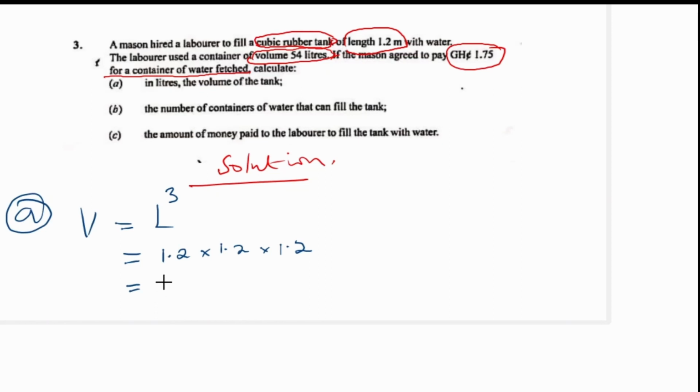Using our calculator, that should give us 1.728 cubic meters. Don't forget the unit. The unit is very important, as are the figures. This volume is in cubic meters, but the question said we should write it in liters. So it will be very important for us to get a conversion rate, like how many cubic meters make a liter. And 1 liter is equal to 1000 cubic meters.